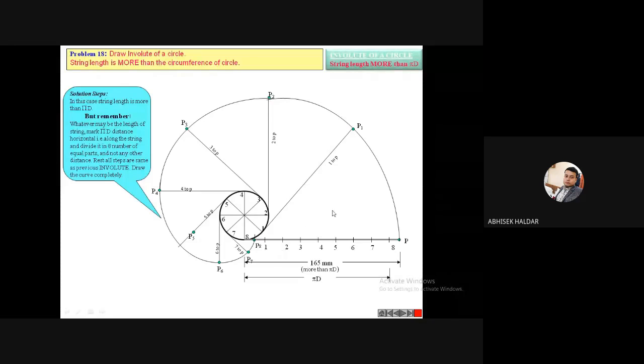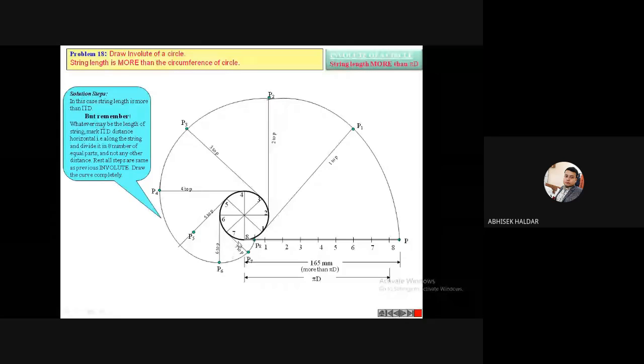Okay. Now I am moving to the last case. The process is similar. There is no difference in the process. Just keep in mind this pi d length and this string length, and according to that you have to proceed. This ending part is very important. We can check the problem, how it ends. If the string length is more than the circumference of the circle, then this curve should not end at this point 8.